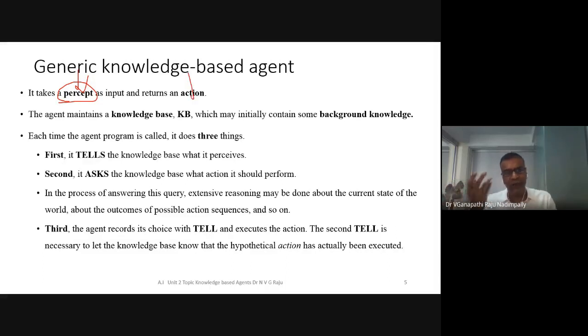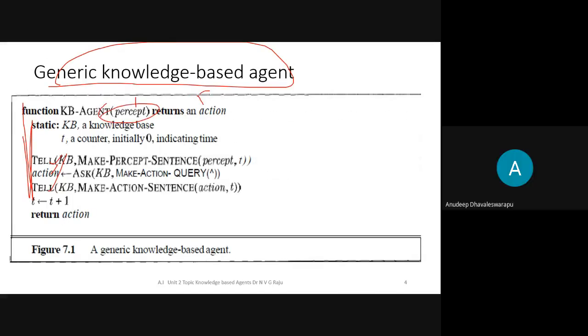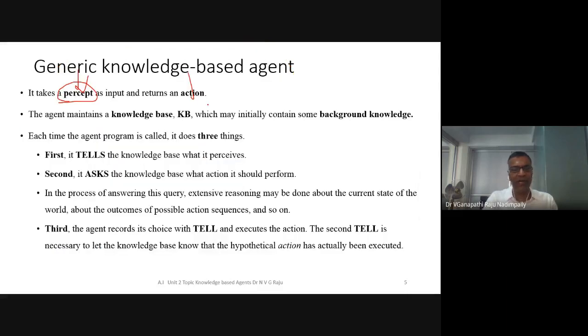Every agent, what is the input for the agent? Is it perception? Yes, sir. What will it return? It will return actions. Then I'm going to attach a new point. The agent maintains a knowledge base. We are slowly adding this third point.